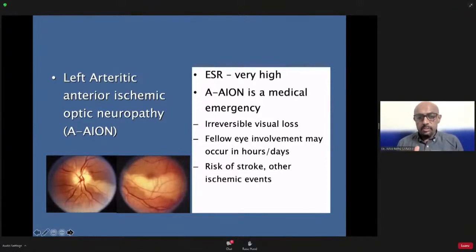The patient requires an admission. ESR has to be done immediately, and the patient has to be started on steroids immediately. Not so much to improve the vision in the affected eye, but to make sure that vision does not go down in the other eye, because the other eye can be affected in the matter of a few hours.